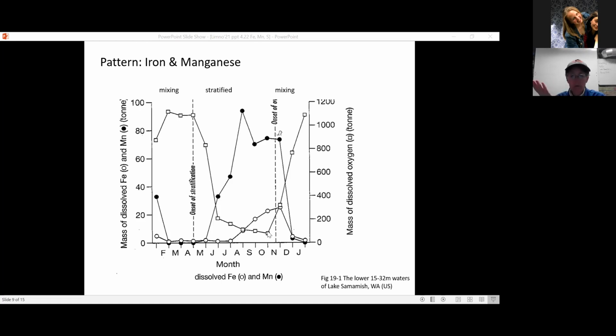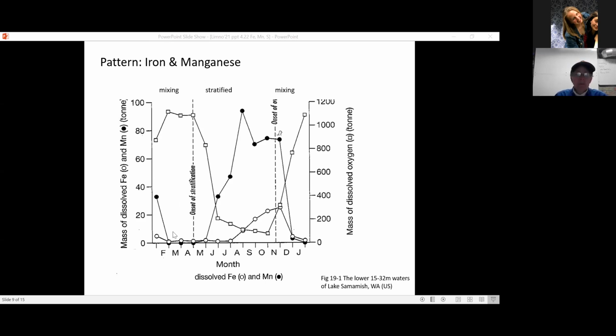The original definition of eutrophic was so much nutrient in the lake that the sediment at the bottom, the very bottom water of the lake, goes anoxic for a significant part of the summer, preventing critters that require oxygen from living in the sediment at the bottom of the lake. Okay, so what's the story that it tells here?